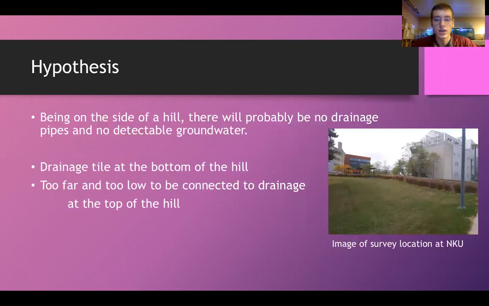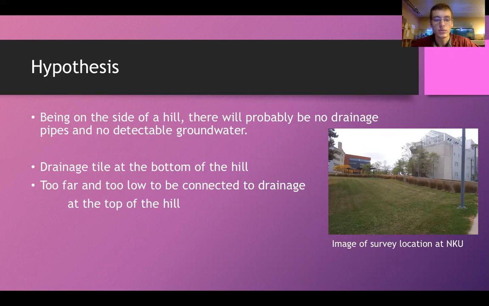My hypothesis for this survey was that there more than likely would be no drainage pipes going across this hill, considering that there's a steep incline here. And considering it's a distance of about 20 feet from the top of the hill to the bottom, it didn't seem like there were any drainage pipes exposed anywhere that allowed water to come through. I also did not expect to find any groundwater in this area because we're on top of a hill. The groundwater is not going to be very high up here.